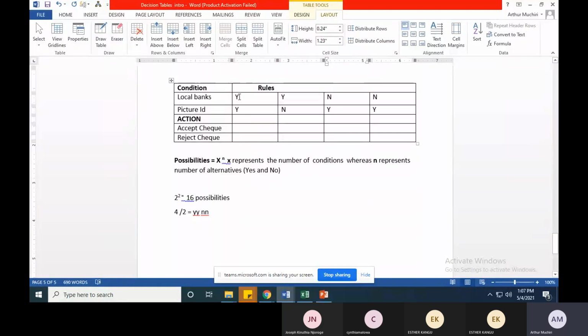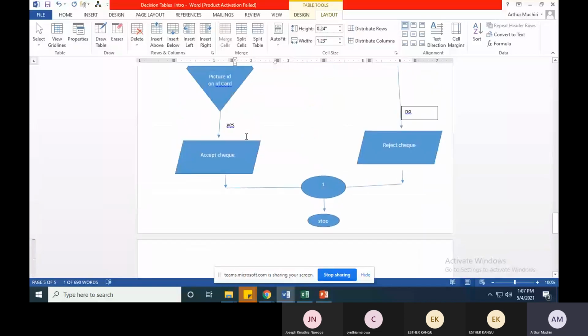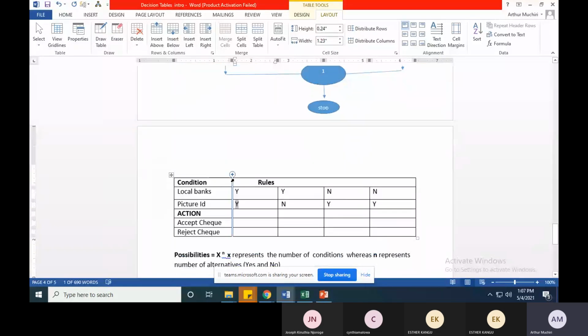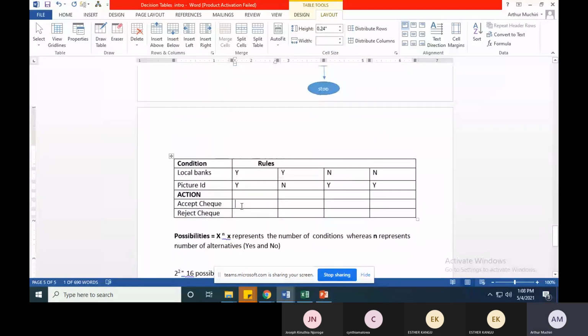So the first person came here and he presented his card, it is from a local bank, yes, and also he has a picture ID. So according to this one, he has a picture ID, and he also is from a local bank. So we are going here to accept his check. That is, we're going to mark that. For this one, let's just put a dash.